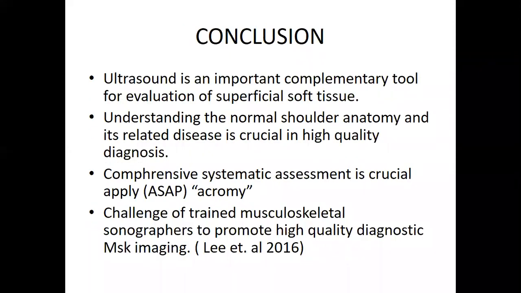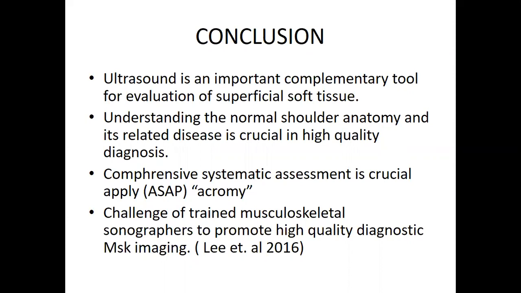What is the conclusion? Ultrasound is an important complementary tool for evaluation of superficial soft tissues. Generally, this is true in musculoskeletal ultrasound. We have to acknowledge that this ultrasound, being a complementary tool, MRI remains superior to it, though the sensitivity in terms of superficial assessment or evaluation of tissues, it has almost equal accuracy. But what is key is the ultrasound is an important complementary tool in the clinical setup and assessment of superficial or soft tissues.